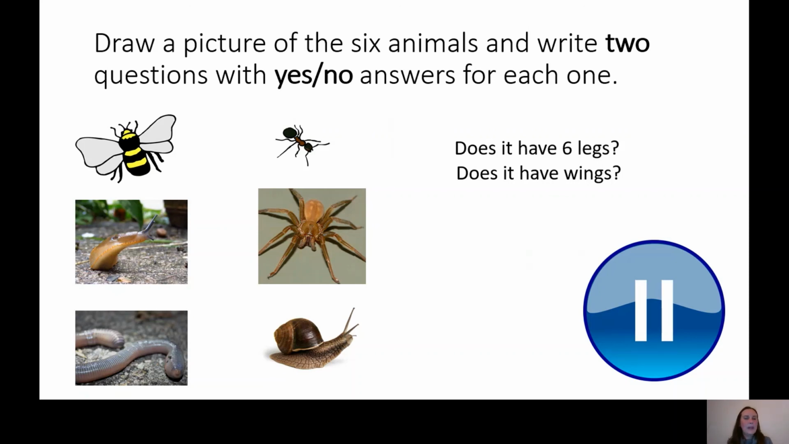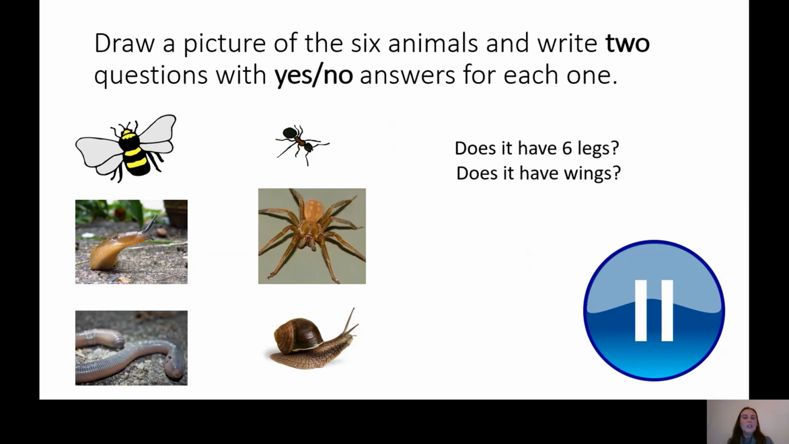Here are the 6 animals that we're going to be looking at today. All right. So, as I said, you need to do at least 3 of the animals, but some of you might want to do all 6. So you've got to choose from a bee, an ant, a slug, a spider, a worm, and a snail. And you need to use some of the features that we've been learning about them to ask some questions. And there's a couple of questions there to give you a clue.